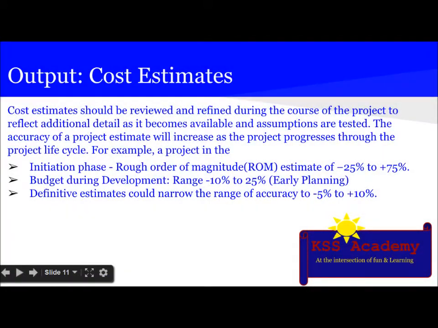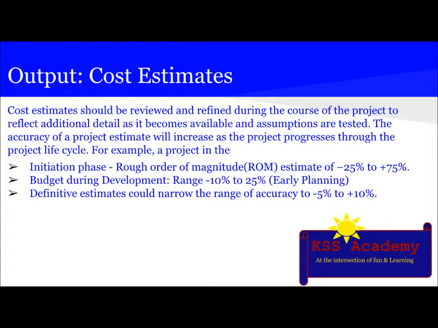The output is obviously the cost estimate. It should be reviewed and refined during the course of the project to reflect the additional detail as it becomes available and assumptions are tested. The accuracy of the project estimate will increase as the project progresses through the project life cycle.